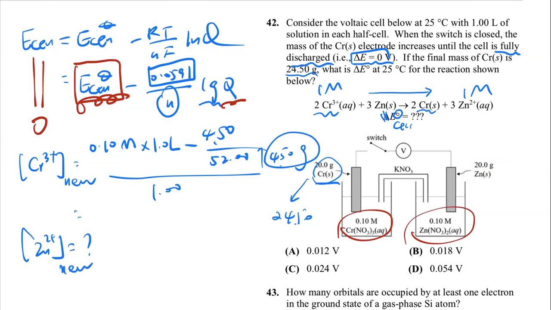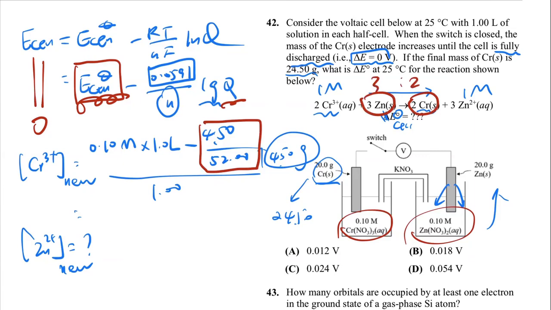Obviously, the zinc 2+ will increase, right? Because some zinc will change into zinc 2+, right? But do we know what is the mass of zinc change into zinc 2+? Actually, we know. There is a ratio, right? This is the moles of the Cr. There is a relationship between the Cr produced with the zinc produced, right? There is a 2:3 ratio, right?